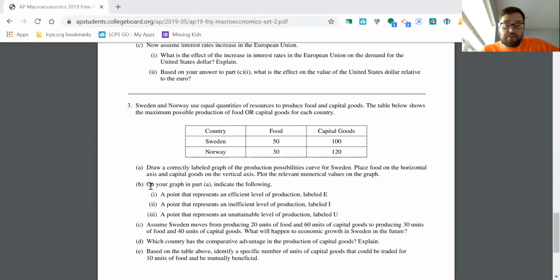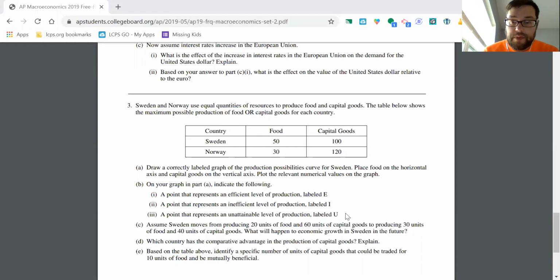And then if you look in part B, looking ahead on your graph, indicate the following. So they want 3 different points here, right? One labeled E, that is efficient, one that is inefficient, labeled I, and then an unattainable point, labeled U, on the graph. So this is all going to be done on our PPC graph.